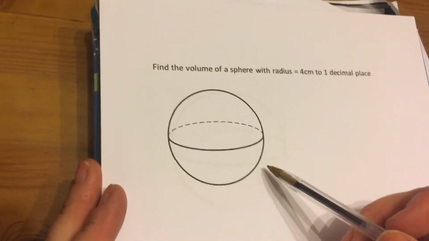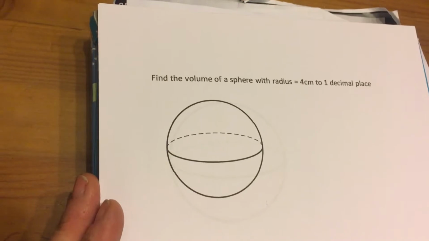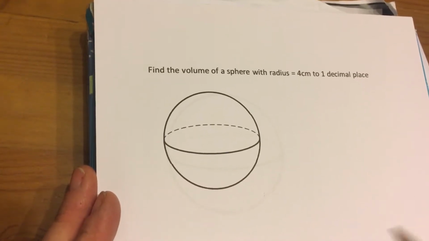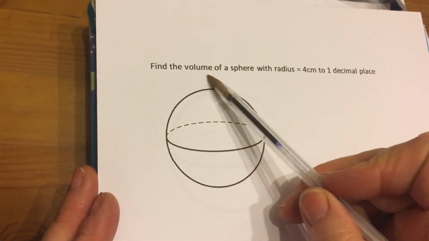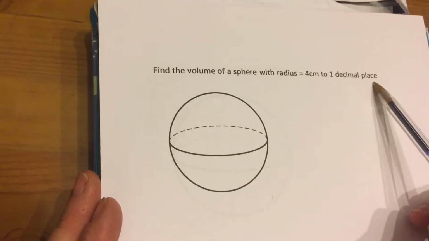Today we're going to find out how to find the volume of a sphere and the curved surface area of a sphere. So in our first question here, we want to find the volume of a sphere with a radius of 4 centimetres to 1 decimal place.